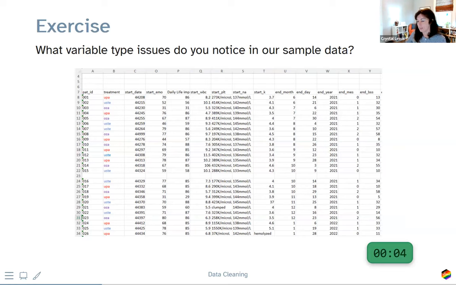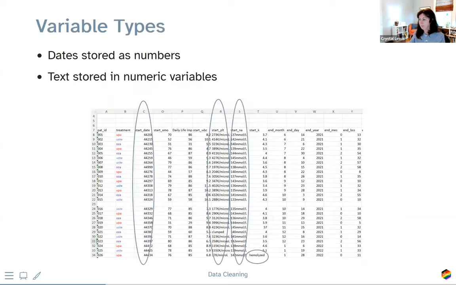Awesome. I think everyone caught the same issues that I was seeing. Let's go ahead and review this together. A lot of people saw that one of our date variables, the start date, is being stored as a number instead of a date. And then we have a lot of text being stored in our numeric variables, and so that's going to make all of these character variables instead of numeric. So we're going to need to deal with all of these issues here. Even this one variable that has one character value is going to make the whole column character now. So we will need to deal with those.